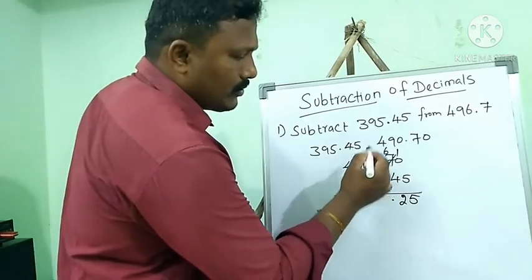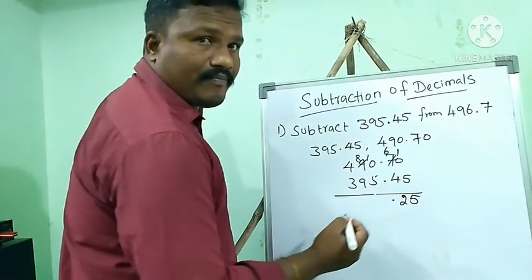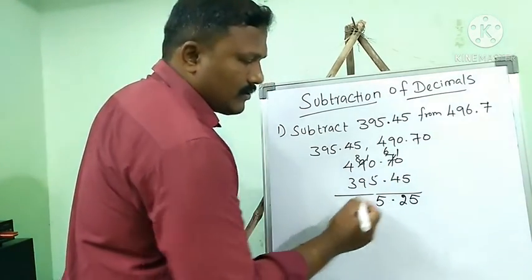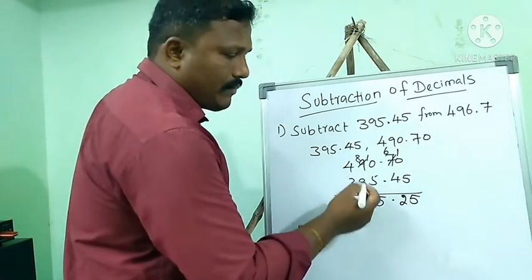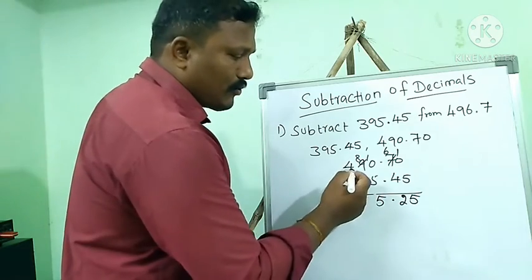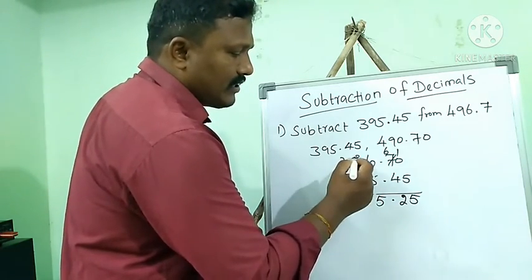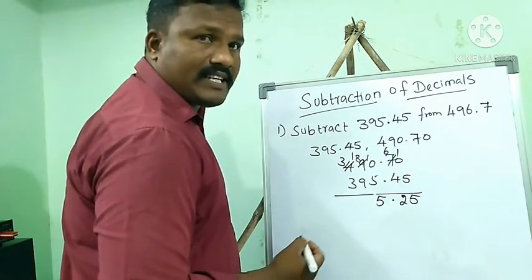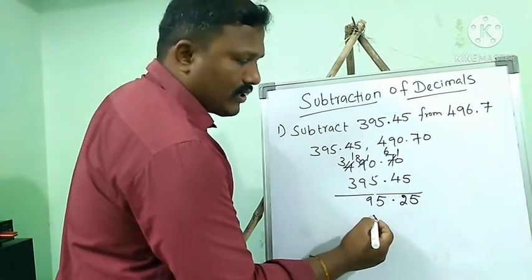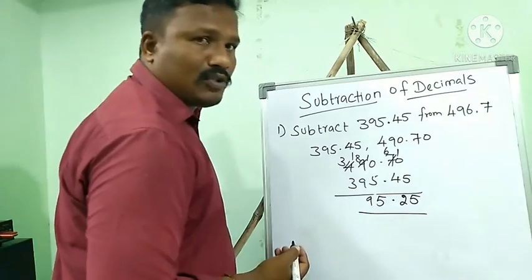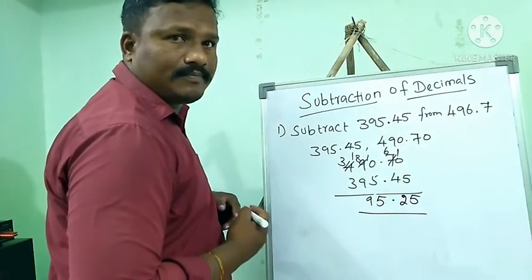Okay. So now 10 minus 5. Okay, then 8 is there. So 8 minus 9 we can't subtract, so we have to borrow the nearby number. So here 3. So 18 minus 9, 9. So here 3 minus 3, 0. So what you will get? 95.25 is the answer. Okay.